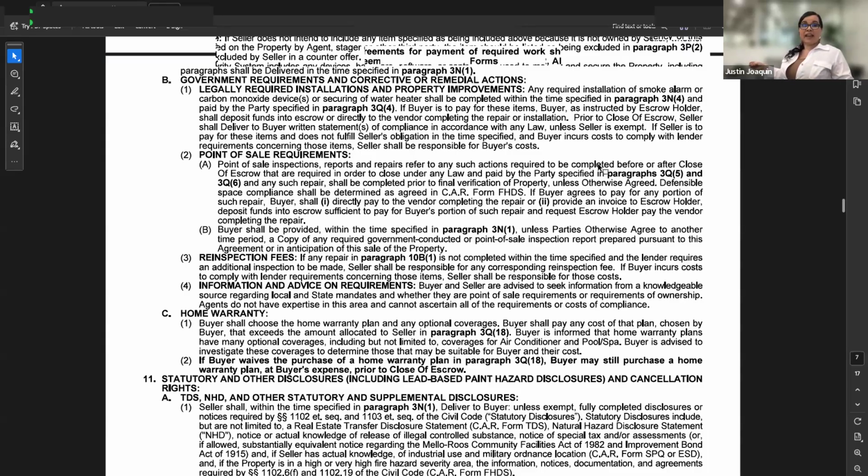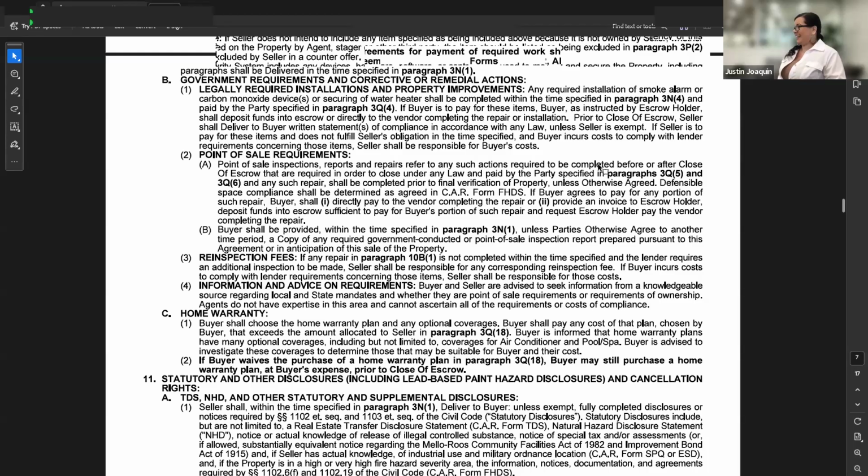So what it's saying is that whoever we identified over in the grid, we checked off, it's either buyer or seller. But it's very specific. That's only for smoke alarms, carbon monoxide, and water heater bracing. 2, though, is a point of sale inspection report and repair that refers to any such action required to be completed before or after close of escrow that are required in order to close under any law, which is usually what?